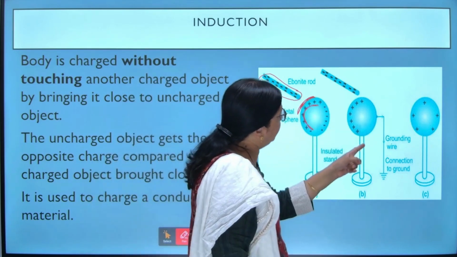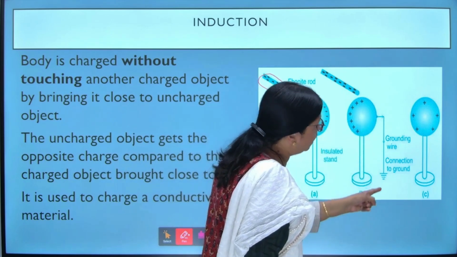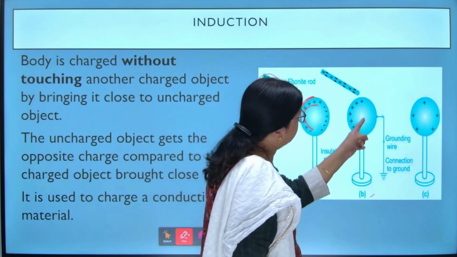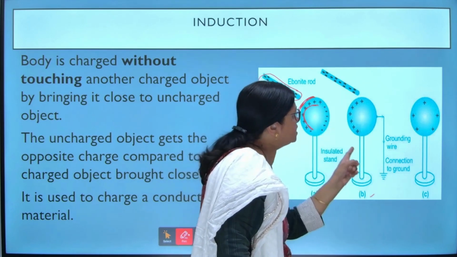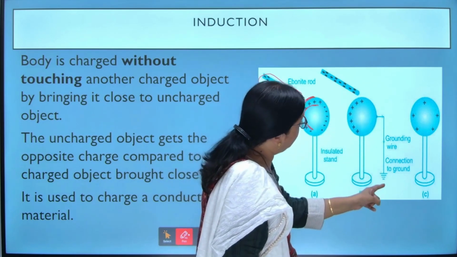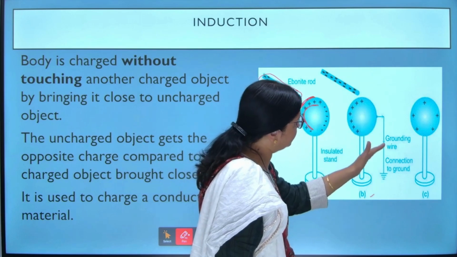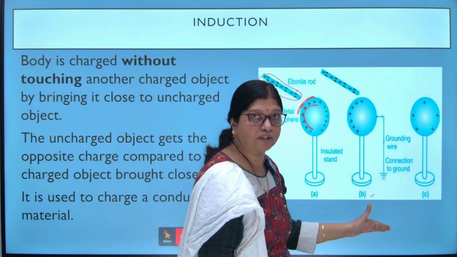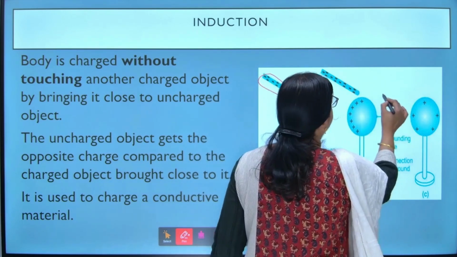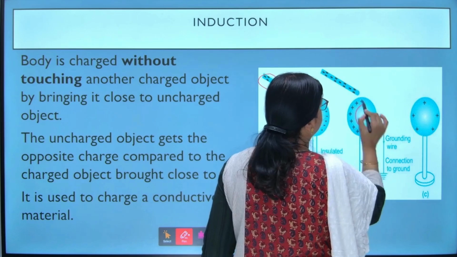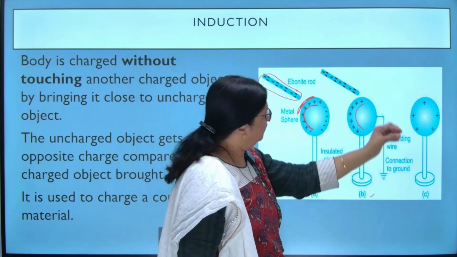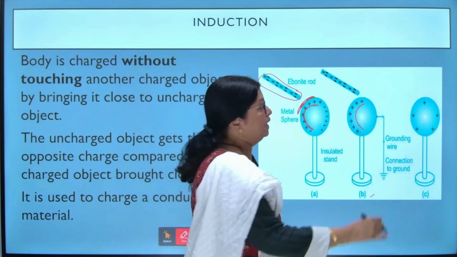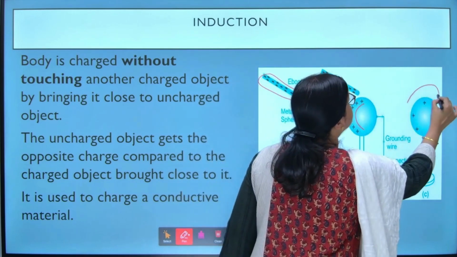Now we bring it to the ground. We touch the negatively charged portion of this metallic sphere to the ground connection. Those negative charges will go away into the ground, leaving only these positive charges. Once we remove the rod and the grounding, these charges are distributed.